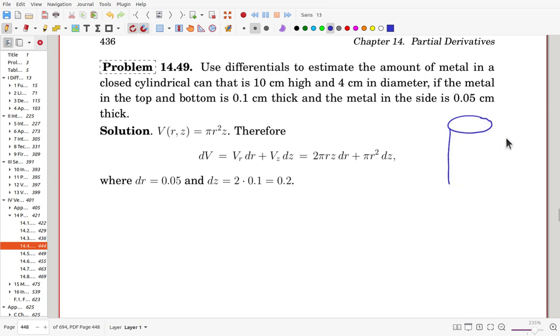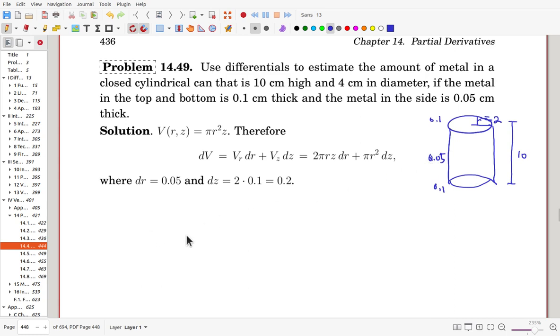It's a cylindrical can. Okay, it's given. Now, the height is 10 from here to there. That is 10 centimeters. And 4 centimeters in diameter, so this r is now 2. And the can is made with the bottom and top 0.1 thick, and the side is now 0.05 thick.